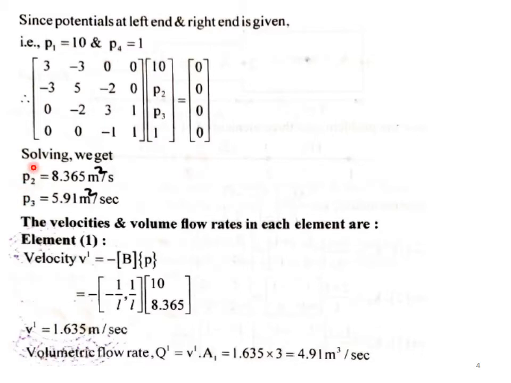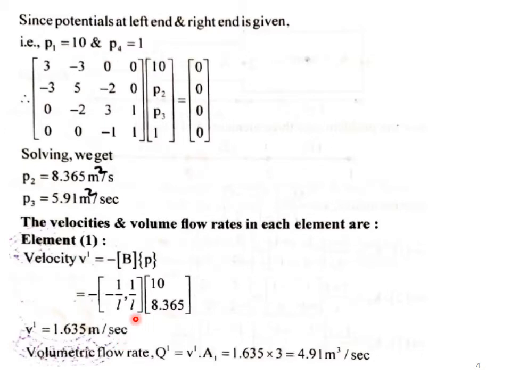Next is the velocity and the volumetric flow rate in each element. Okay, so for element 1, the velocity is given by V1 is equal to minus B into P, where P is the potentials of element 1, that is P1 and P2. So minus B, minus 1 by L, 10 and 8.365, that is P1 is 10 and P2 is 8.365, which we have found out in this answer. We have to substitute here. Upon substitution and calculation, we are getting the value of V1 as 1.635 meter per second.